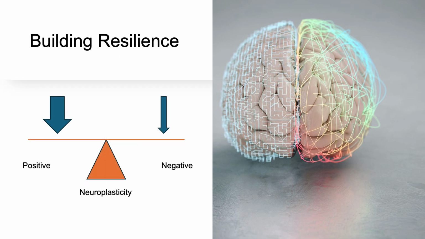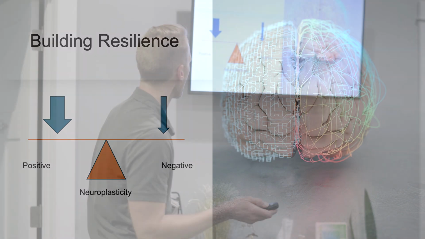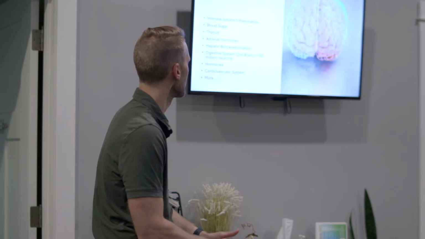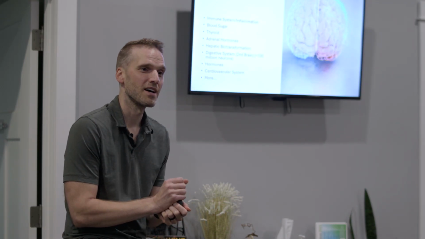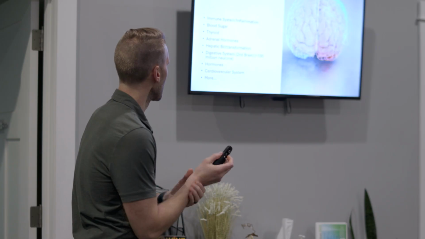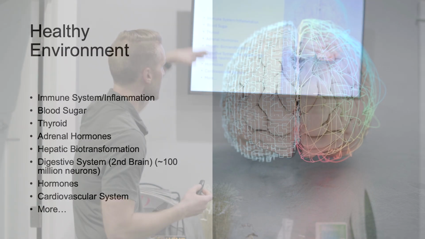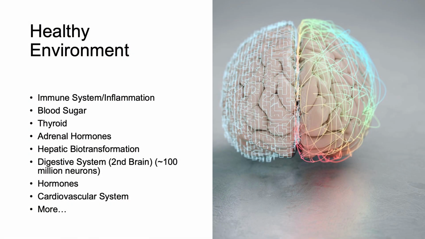Again, what can we do to build resilience? And we're going to talk about how can we kind of stack this positive side here in this last 5-10 minutes, okay? I'm going to fly through some of this because some of it's just going to be review. I'll try and pause on some of the things we haven't talked about so much. So we already talked about what are the things that lead to a healthy environment. And so again, we talked about that immune system, blood sugar, thyroid, different hormones, digestion.